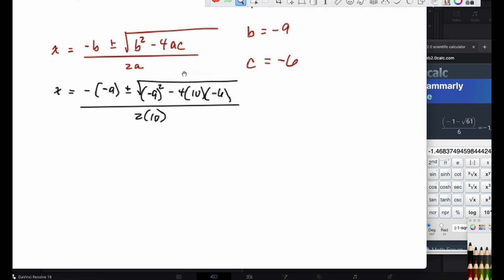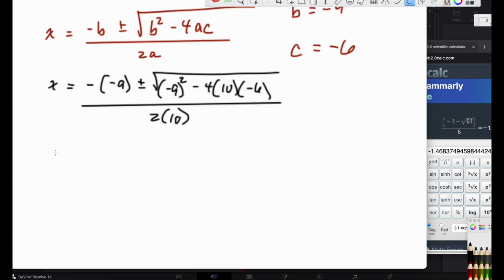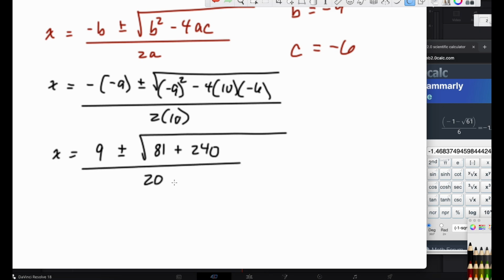Okay. Now, negative of a negative 9 becomes positive. Negative 9 squared is positive 81. Okay, a negative 4 times 10 is a negative 40, times a negative 6 is a positive 240. Over 2 times 10 is 20. All right, one more simplification here. Square root of 81 plus 240 is 321 over 20.